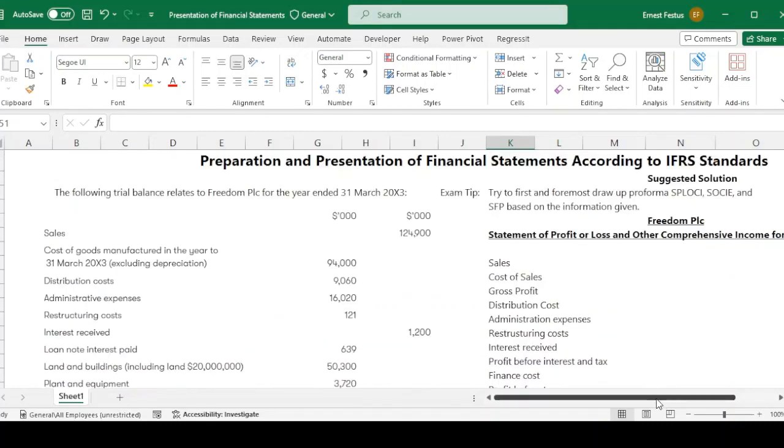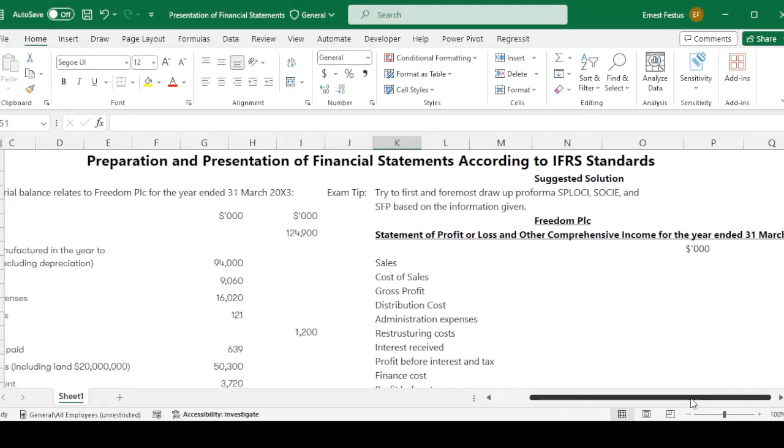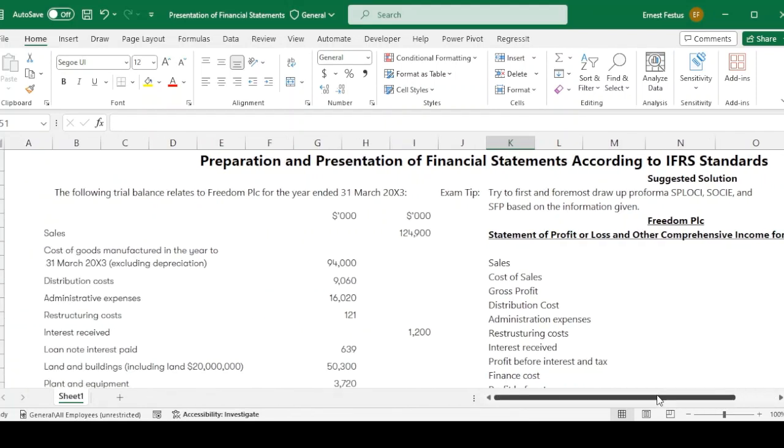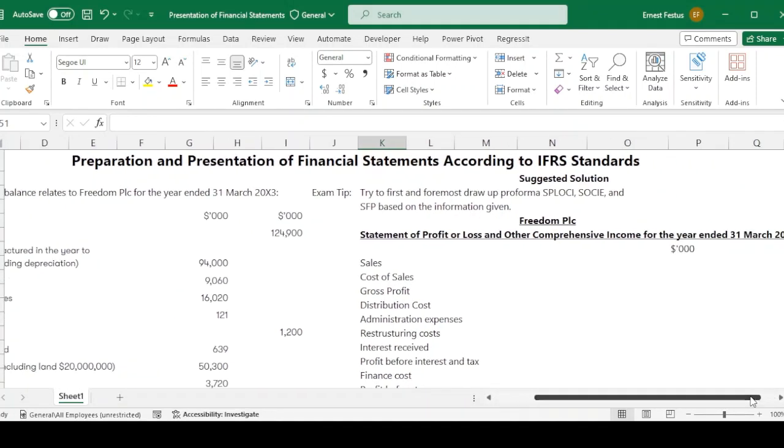All right, so we have sales. For our question, sales has been given directly. So you are going to input the sales figure just as it is, as given in the trial balance. So our sales figure is 124,900.